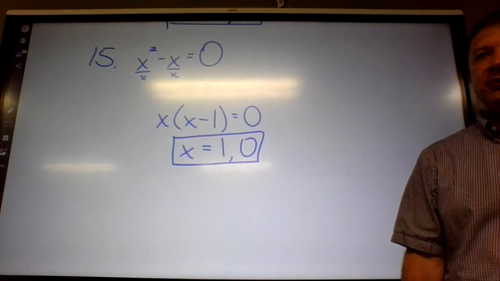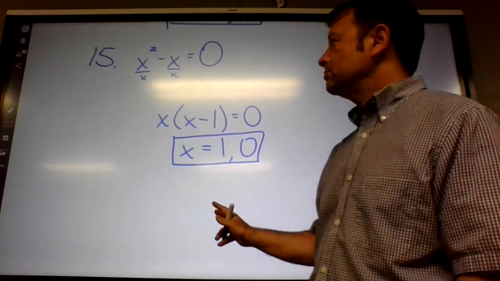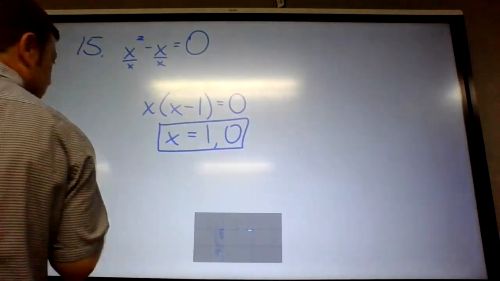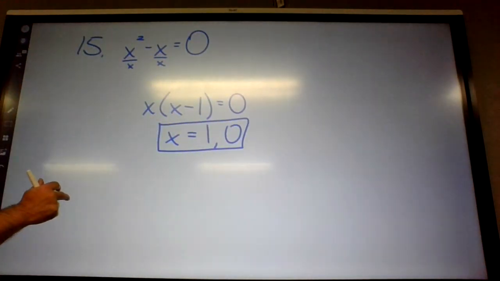But let's look at it, you'll probably figure it out. X times 0 is 0. X being negative 1, plus 1 is 0.